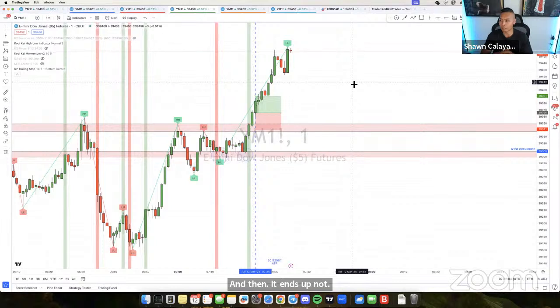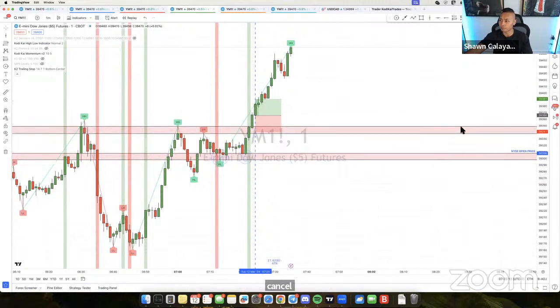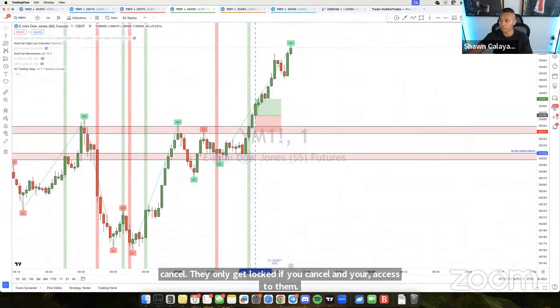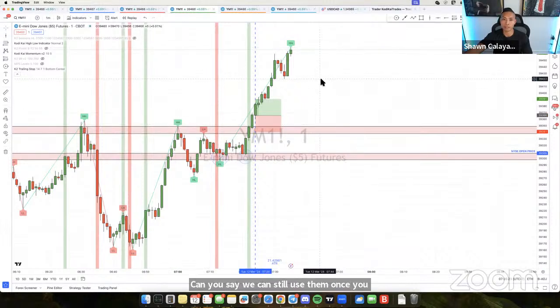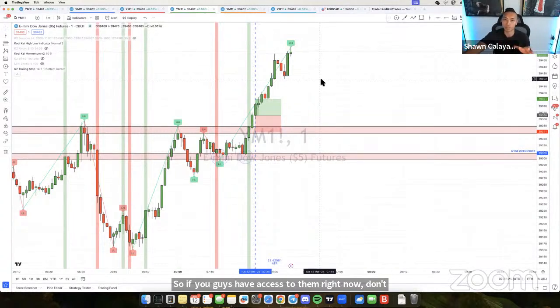Ernest said your indicators are locked. Yeah, I think it was because you canceled, Ernest. So check your account. I'm pretty sure you canceled. They only get locked if you cancel your access to them. Kenny said we can still use them once you disable public access. Yeah, that's right, Kenny. If you guys have access right now, don't worry, nothing is changing. This is all for future people, because I just don't want the general public to have access to this.